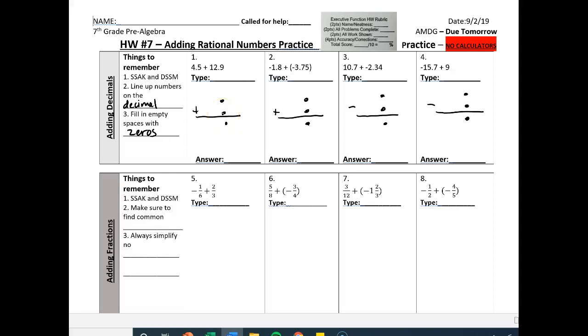Welcome to homework number 7, adding rational numbers. So we're going to use the same rules, DSSM and SSAK, that we used for adding integers and apply them now to decimals and fractions. The key thing with adding decimals is to line up numbers on the decimal.